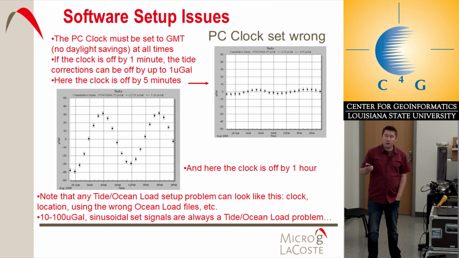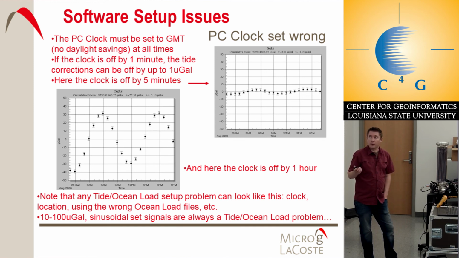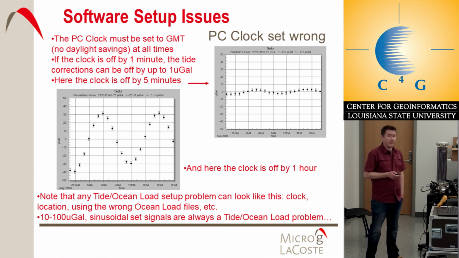PC clock set wrong. This is going to give you a nice tide signal. You're going to be off by anywhere from 5 minutes, which you can see here is about 1 microgal, and if it's off by an hour, it looks like 10 to 100 microgals, plus or minus 30, so a 60 microgal signal. Anytime you see this with a period of 6 to 6, so a 12-hour period, tides are roughly 2 periods in a 24-hour day. Definitely look at lat long or PC clock.